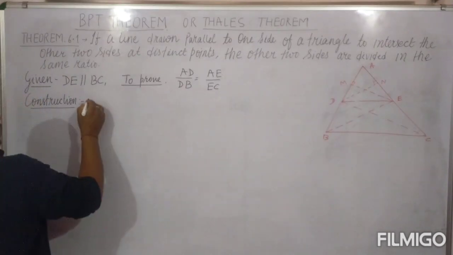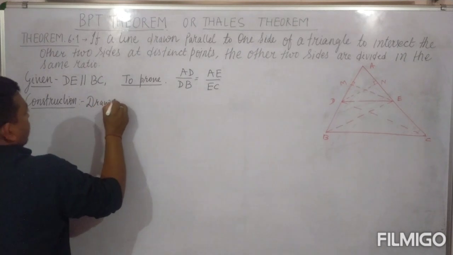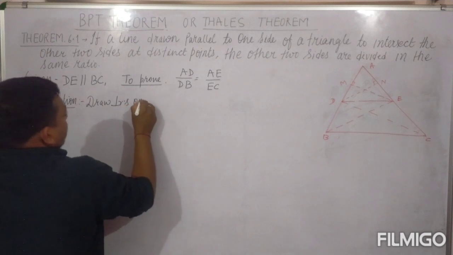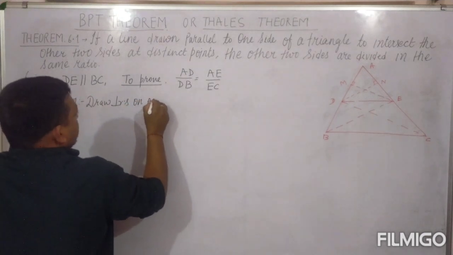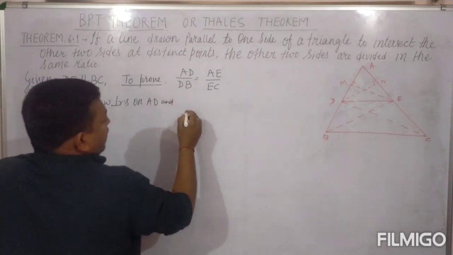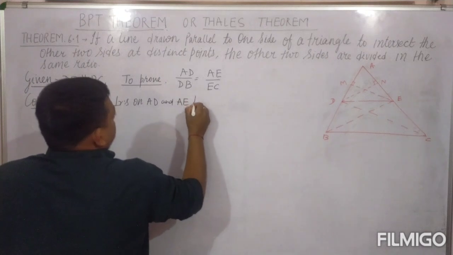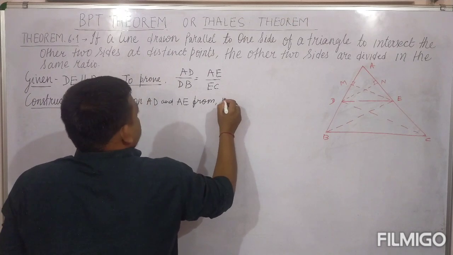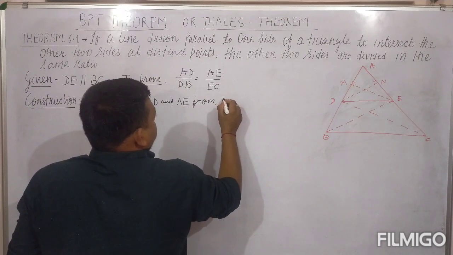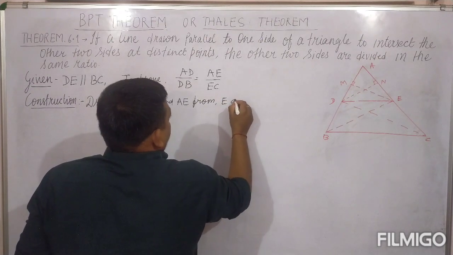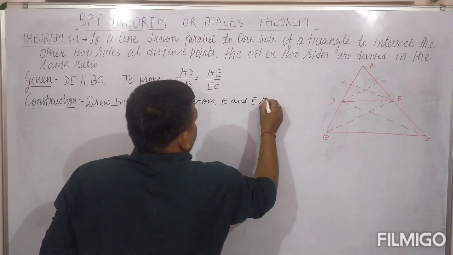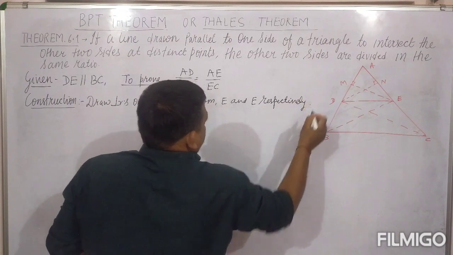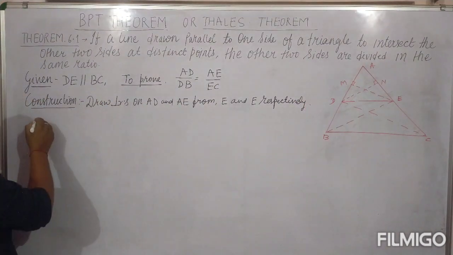So write down: draw perpendiculars on AD and AE from E and D respectively. Now we will prove this theorem. Let us prove.